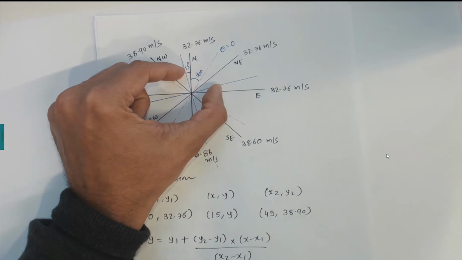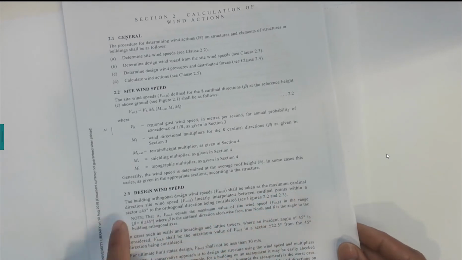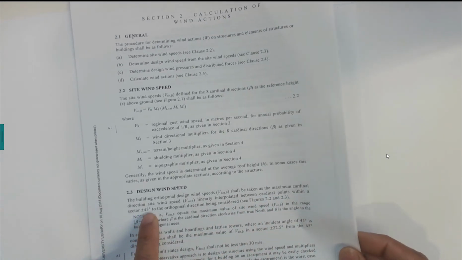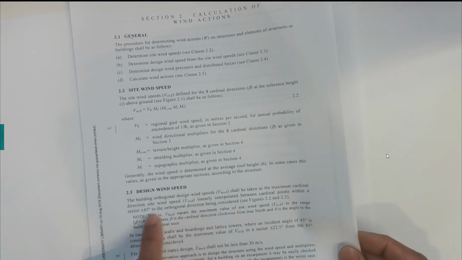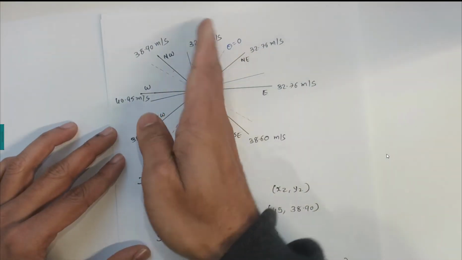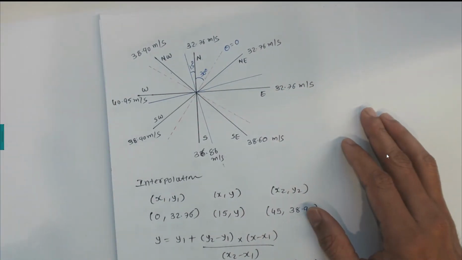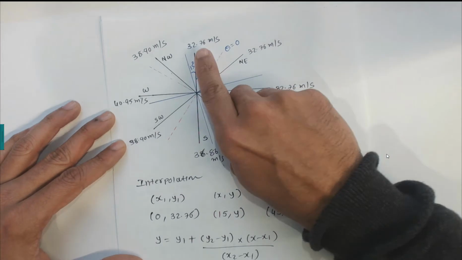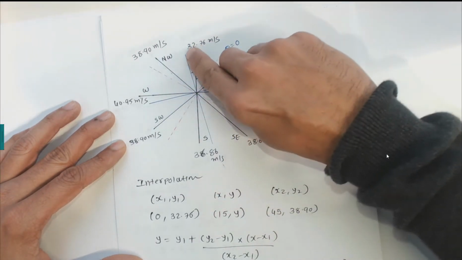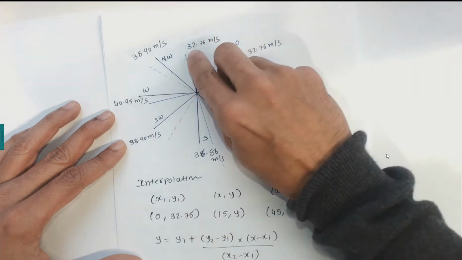That is given in the Australian standard. Here they have given that the cardinal points within the sector of plus or minus 45 degrees to the orthogonal direction are considered. That sentence explains that we need to take plus 45 degrees and minus 45 degrees. Now we know the values here and here, so we need to interpolate these two wind speeds to get this value.